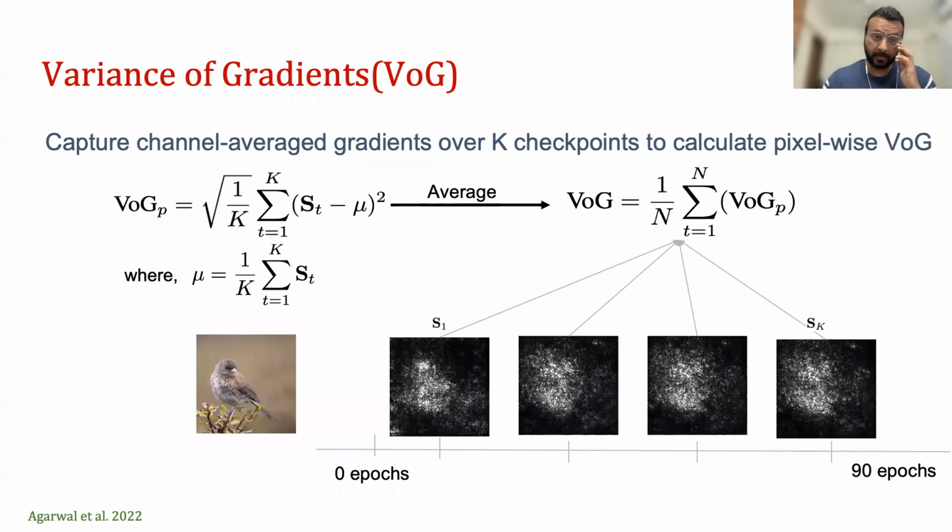Okay, perfect. So, hi, Chirag. Yeah, I have a question. In the initial epochs, the model is not doing well, so the gradients can be very noisy, right? If you give equal importance to all the epochs, the initial epochs will have noisy gradients. Will that automatically impact the VOG, right?